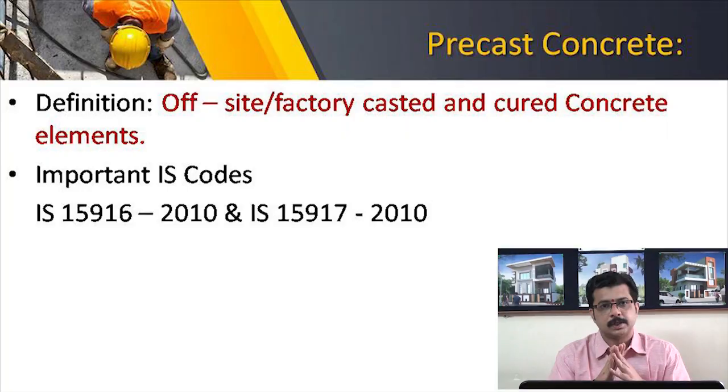concreting. But when these elements like beams, columns, slabs and other requisite elements, if they are manufactured in the factory and they are brought to the site for assembling and for erection, this technology is called as precast concrete technology. So if you want to define precast concrete technology, it is basically off-site manufacturing of concrete elements. Off-site means, of course, in the factory.